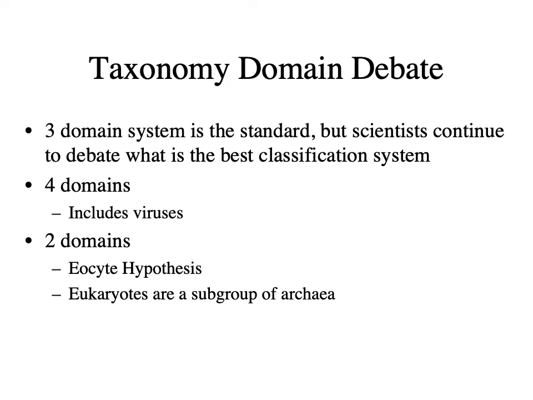I like the 4-domain system because I study infectious disease. And remember, the 4-domain system has bacteria, archaea, eukaryotes, and viruses, because I really believe that we should be able to group viruses somewhere on a tree. There is also the 2-domain system. It's that Eocyte hypothesis, where eukaryotes are grouped within the archaea. So that's the one that just has the bacteria and the archaea.